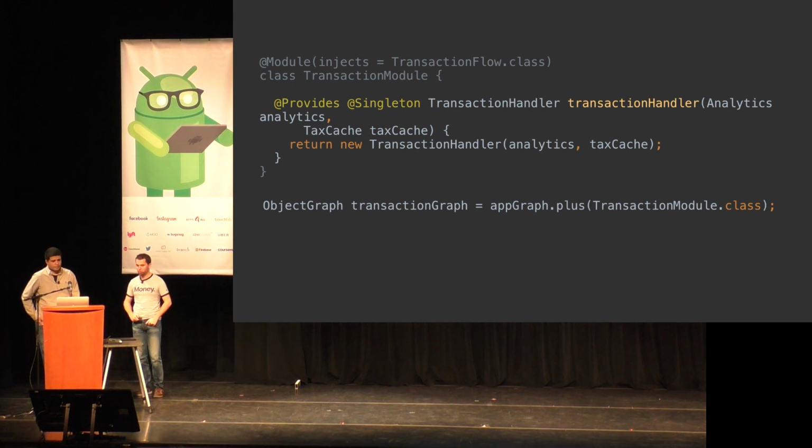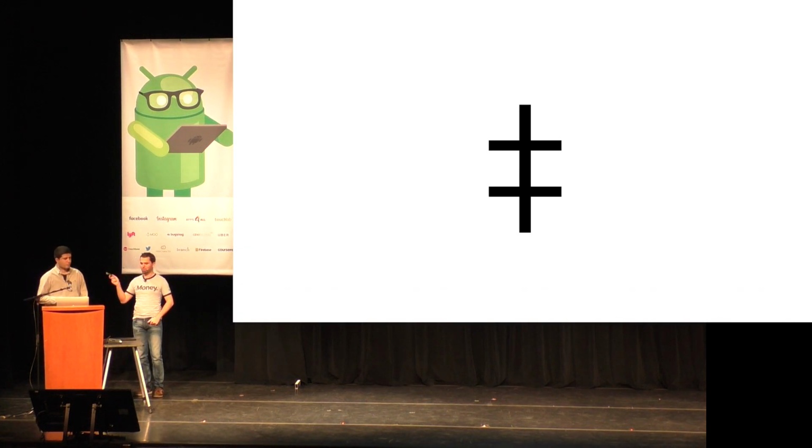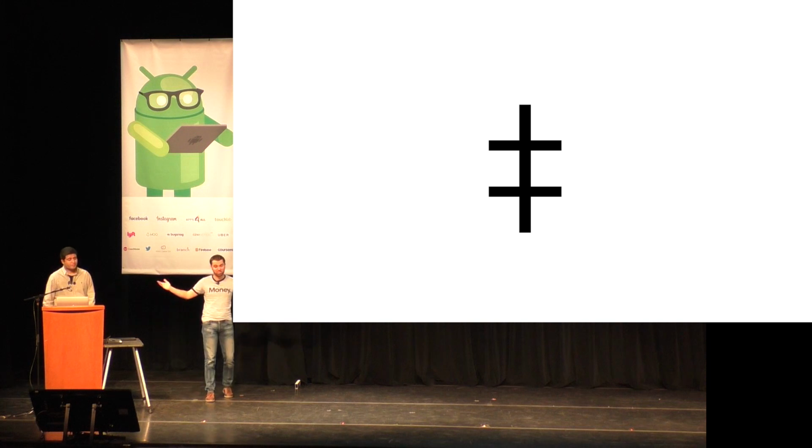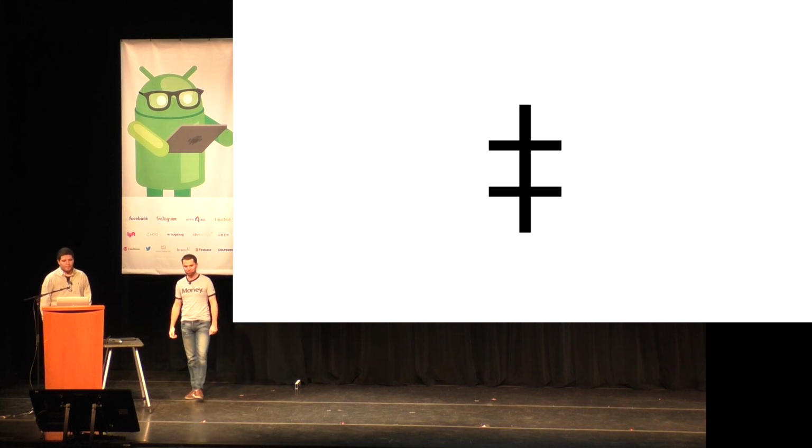Which brings us to, we might want to explain what this is. This is the Unicode for Dagger 2. There is a character, actually. Sorry? U2021. U2021, yes.